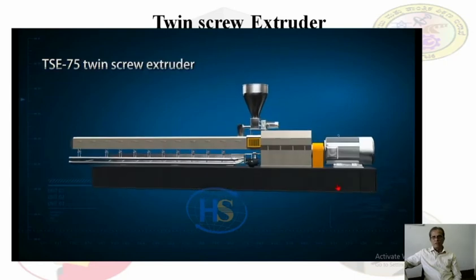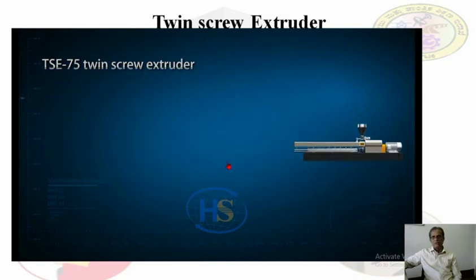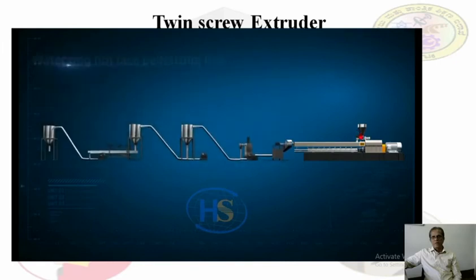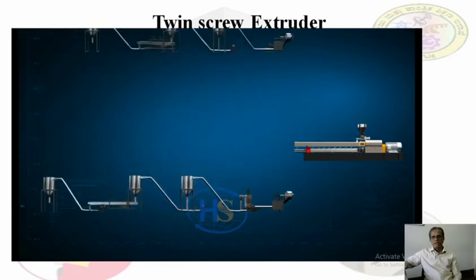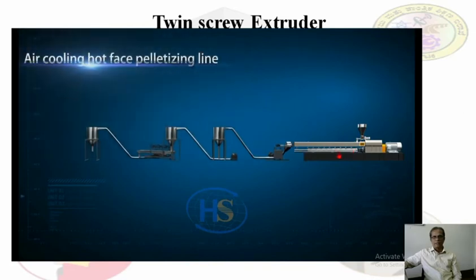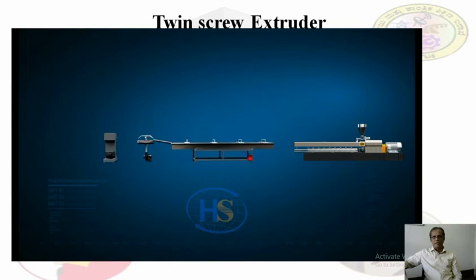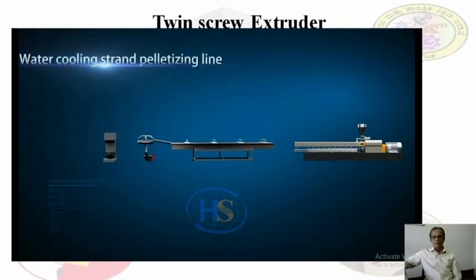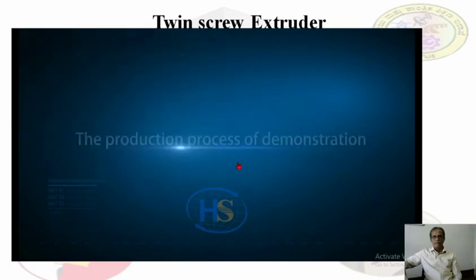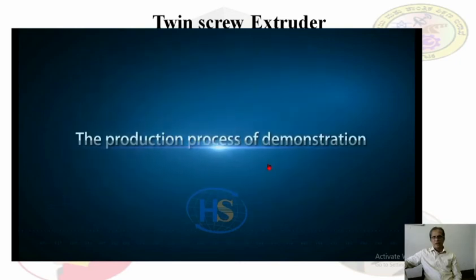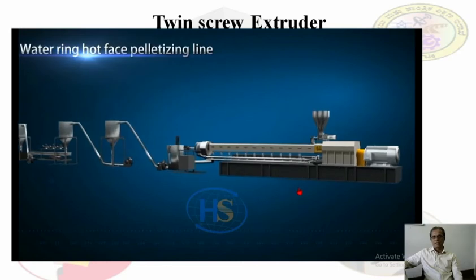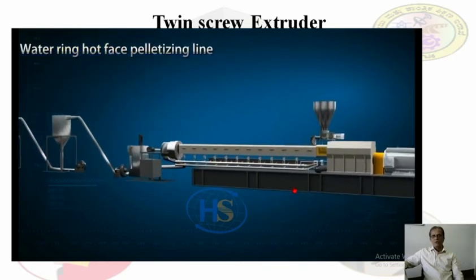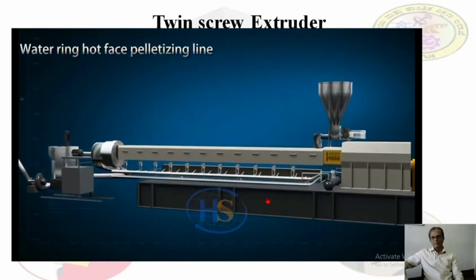A twin screw extruder is shown over here. This is the hopper, and this is the barrel and the screw inside, and heating arrangements. Everything is available. These are the different types of downstream arrangement. This is the pelletizing line. How is the twin screw extruder helpful? Let us see. Water hot face pelletizing line.